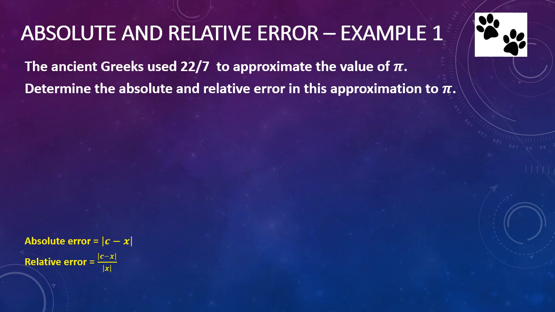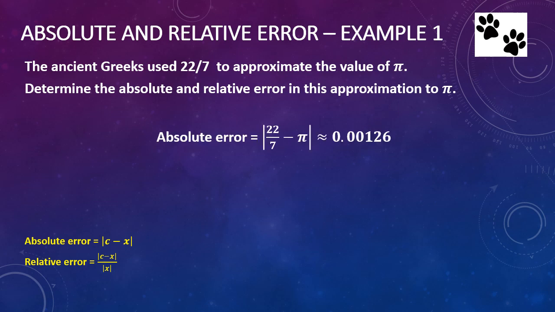The ancient Greeks used 22 over 7 to approximate the value of pi. Determine the absolute and relative error in this approximation to pi. I've left the formulas on the screen at the bottom left. This is a very simple problem, so go ahead and hit pause and then try this problem.